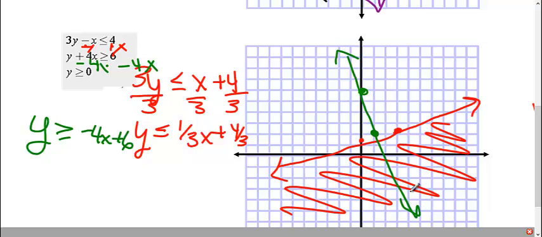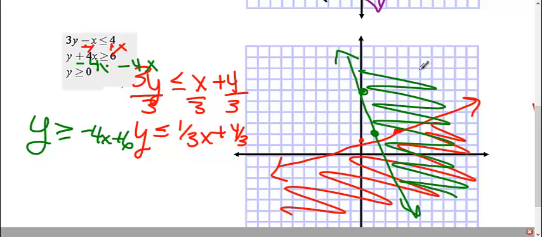And it says where y is greater. So where it's greater is going to be to the right of the line.